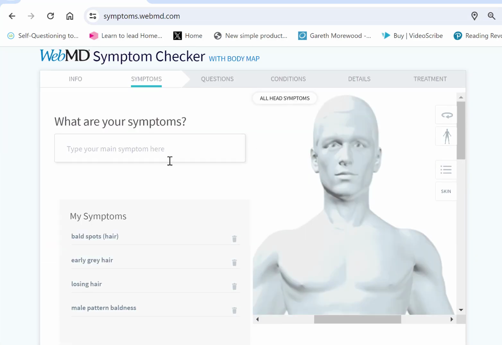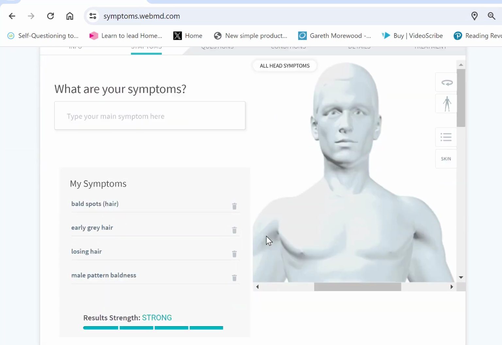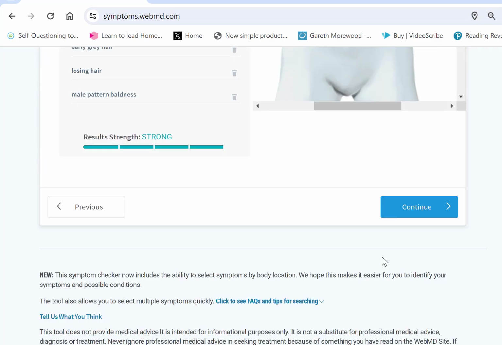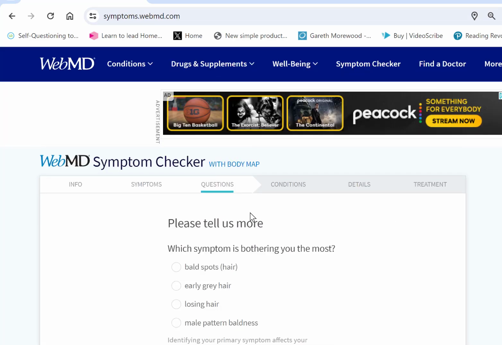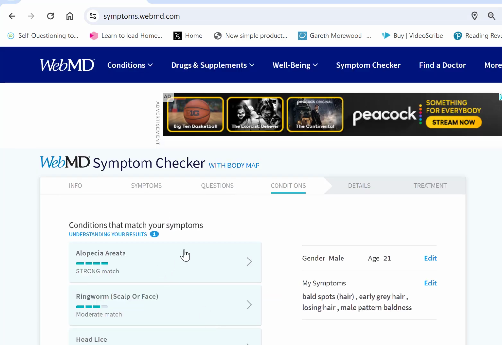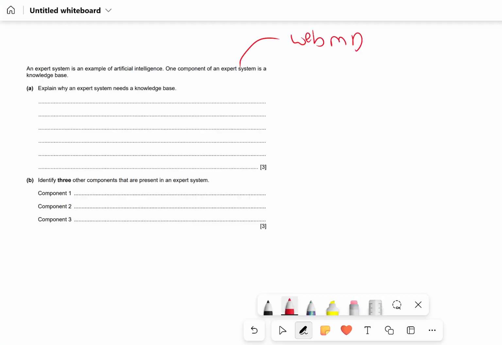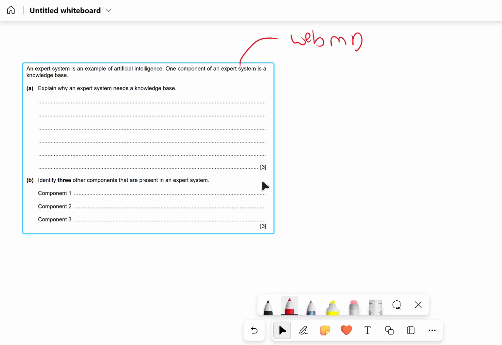Okay, so I typed in my facts. I'm using this really nice interface. Okay, I've got head lice. There you go. Problem solved. I'll sort myself out with head lice.